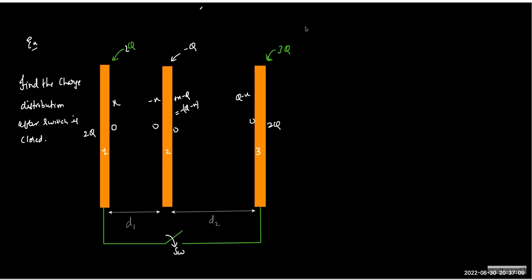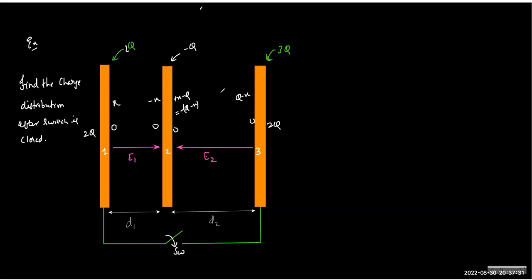So first of all, you have to draw the field. How will the field look? One is from here to here. Another is from here to here, Q minus X, 3 to 2. So you can name it. Let's call it E1.